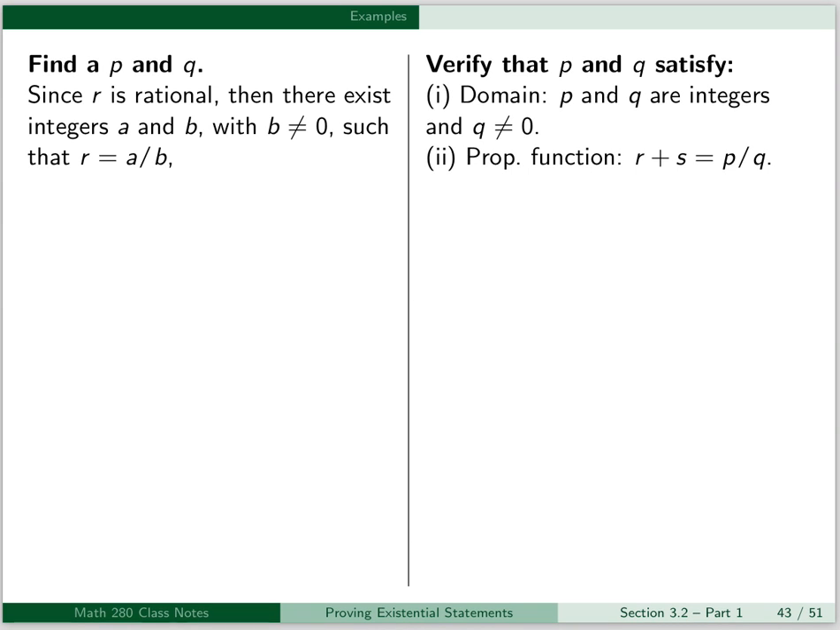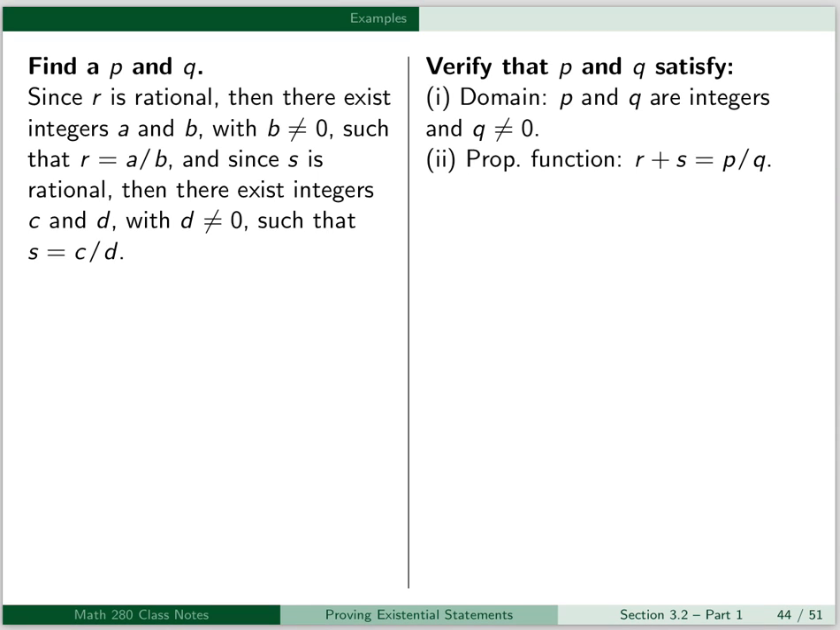Now, our hypotheses are that r and s are both rational. Since r is rational, there exist integers a and b with b not equal to 0, such that r equals a over b. And since s is rational, there exist integers c and d with d not equal to 0, such that s is equal to c over d.